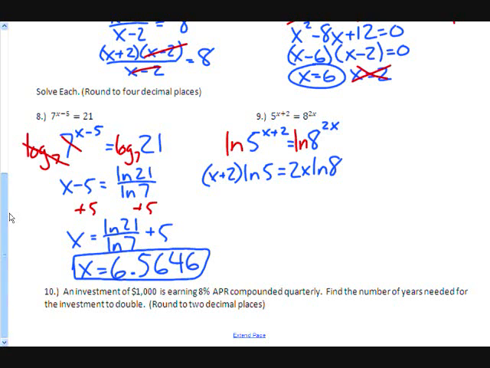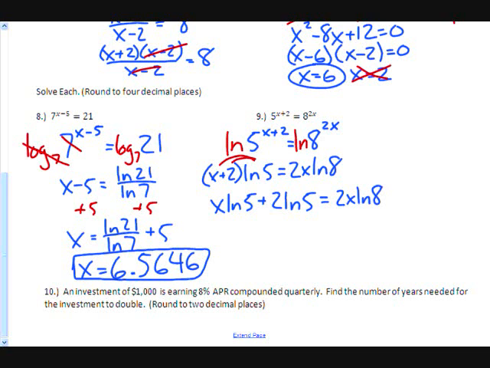So now I'm going to simplify a little bit. I'm going to bring this and distribute it. So that's going to be x natural log of 5. Almost completely forgot my natural log of 5. Plus 2 natural log of 5 equals 2x natural log of 8.